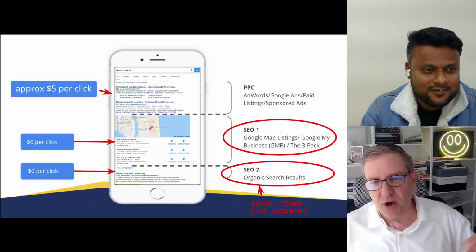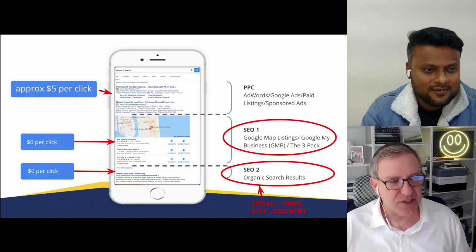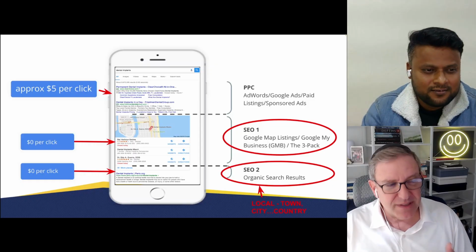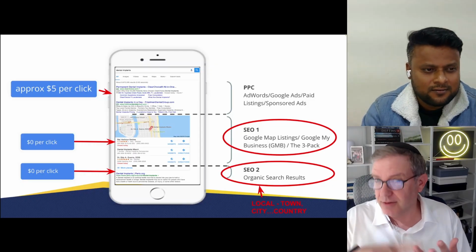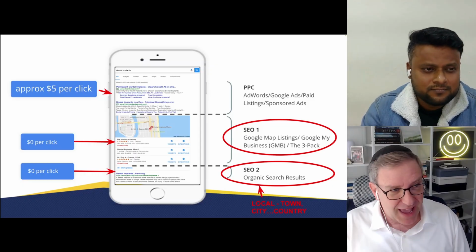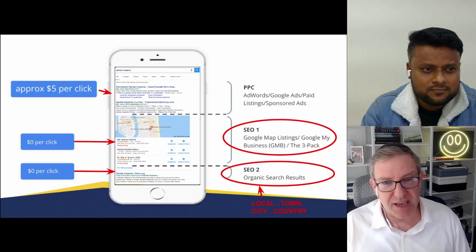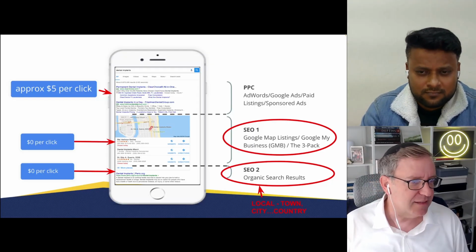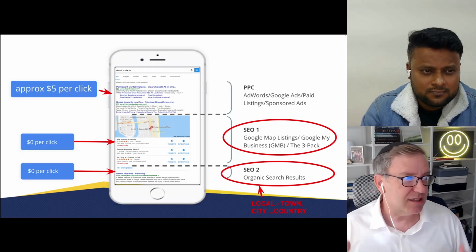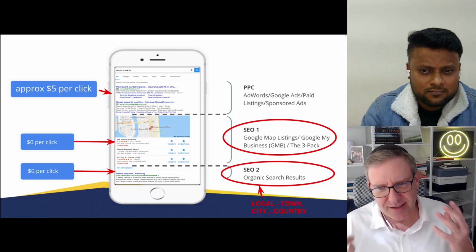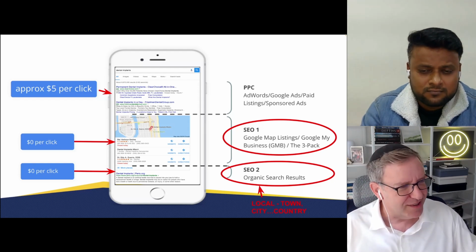Right below it is what we call, and we've got so many names for it, Google My Business, GMB, GBP, Google Business Profile, the 3-pack. It's usually 3. Sometimes it's 4 if there's a sponsored ad in there. Google Map listings. I mean, everybody's seen it, but it's difficult to know what to call it. But those are the things we call it.